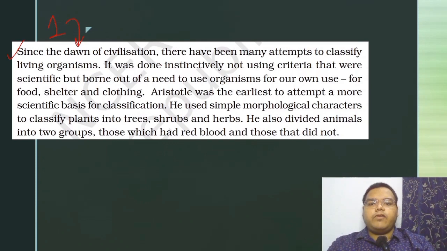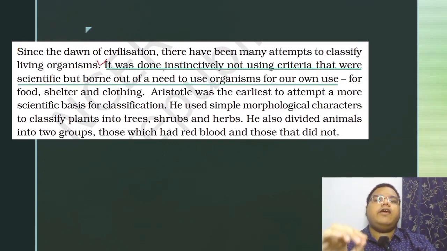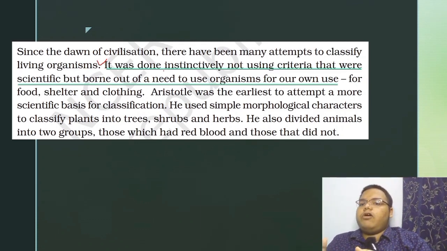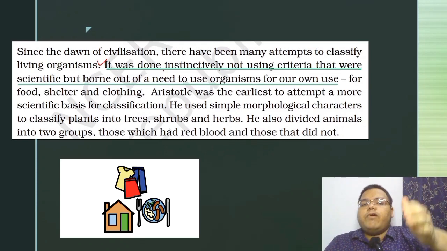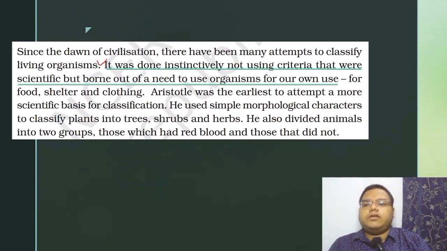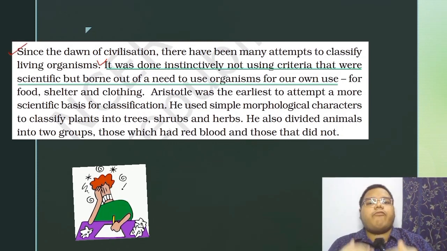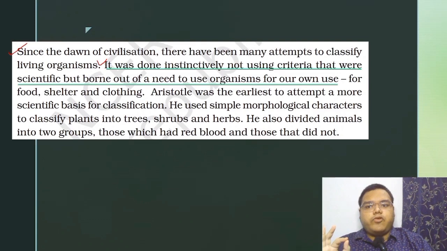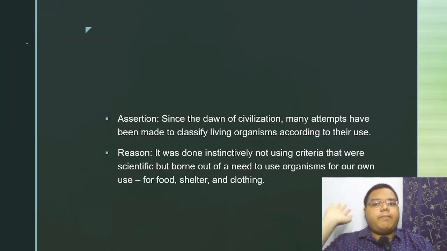In this paragraph, you can notice this line: the classification was done instinctively, not using criteria that were scientific but born out of a need to use an organism for our own use, food, shelter, and clothing. And here you can see that there have been many attempts to classify living organisms. So an assertion reason from this line can be framed like this.